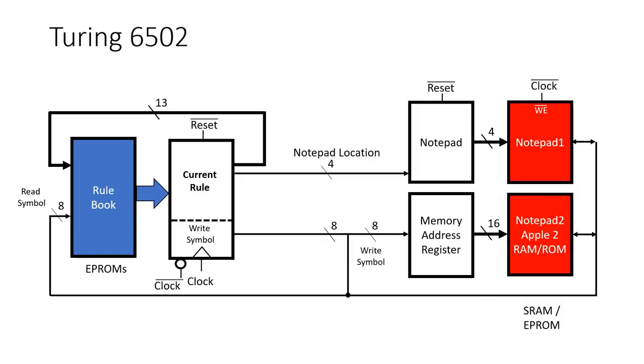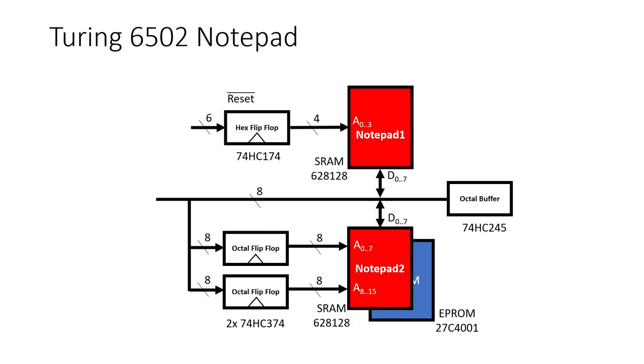So this is what I'm going to do. I'm going to break the notepad into two parts. One part is for the 6502 registers, and the other part is for the Apple II main memory. The remaining part of this video is the Turing 6502 notepad build. Here are the chips I use.